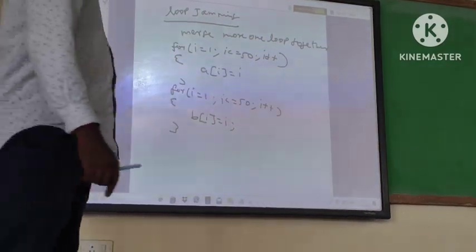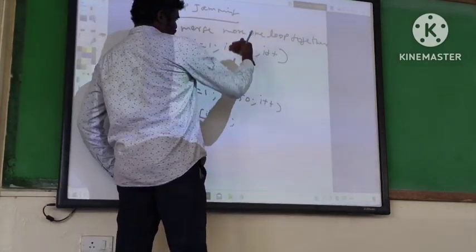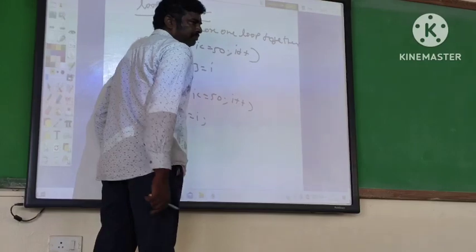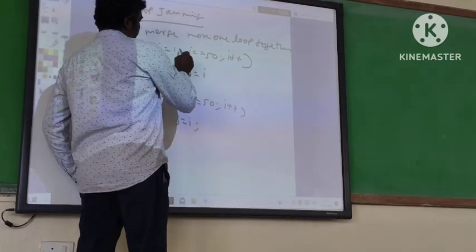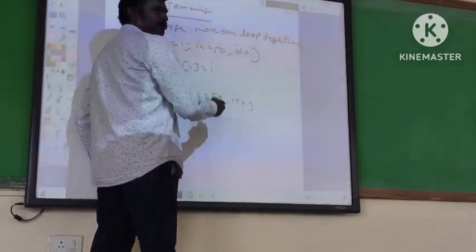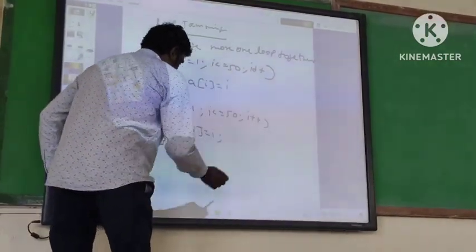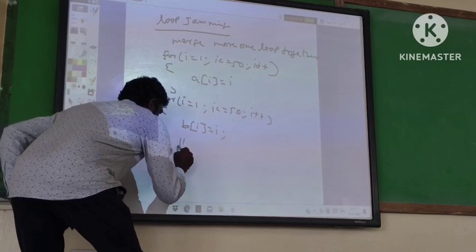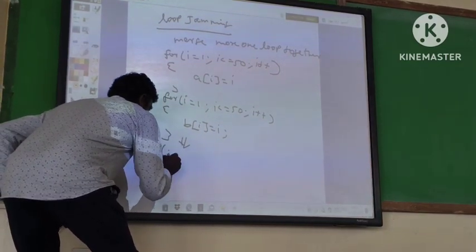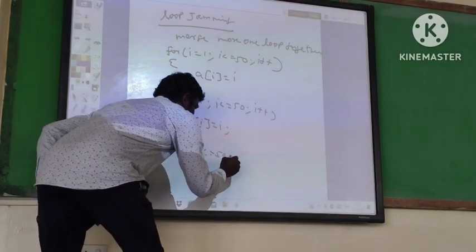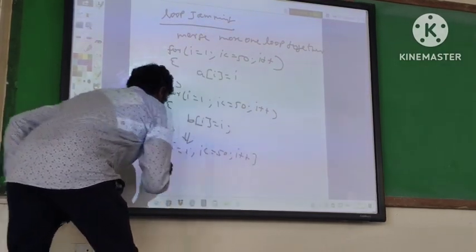Okay. But understand that when you try to merge these two loops, the upper limit and the lower limit should be identical. Okay. Lower limit is 1 and upper limit is 50 for both the loops. Now, what I'm going to do here is, instead of writing two loops, I transform this into one loop: for I is equal to 1, I less than or equal to 50, I plus plus.